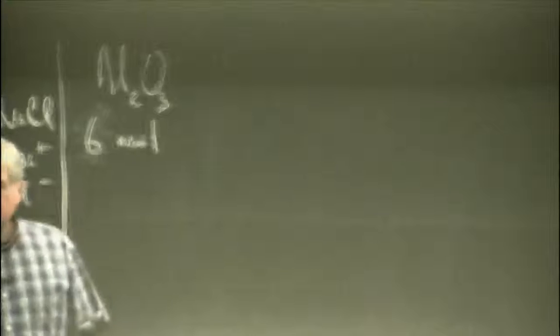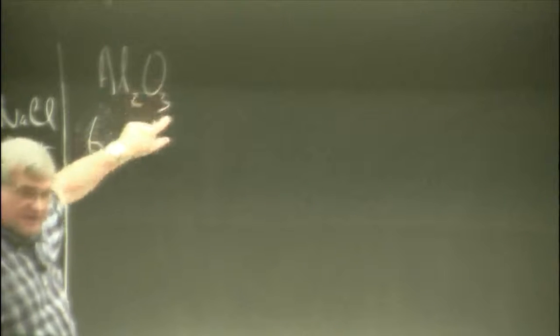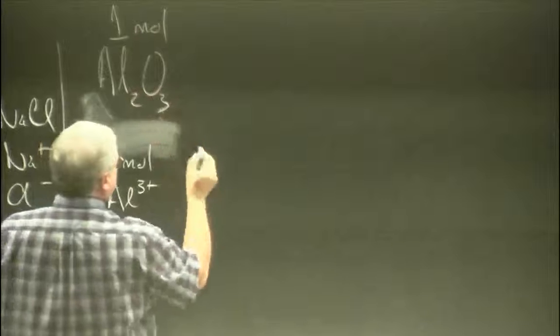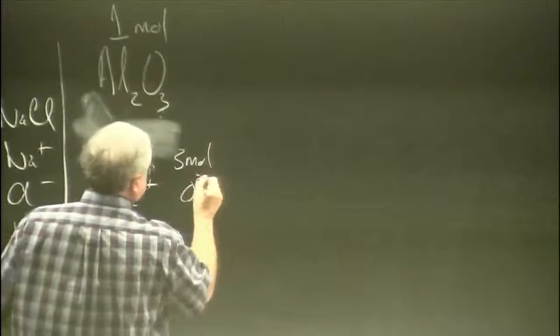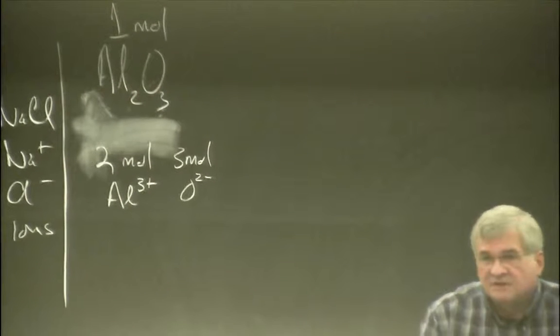Well, what do you think? If we have 1 mole of this, we have 2 moles of aluminum and 3 moles of oxygen. Does that sound right? This indicates how many of each of these ions we have. So let's just do the 1 mole thing, then we'll move into 6, in case somebody's not seen it yet. If we have 1 mole of this, then we're going to have 2 moles of aluminum ion and 3 moles of oxide ion. Does everybody see that? Just look at it. Everybody see it?